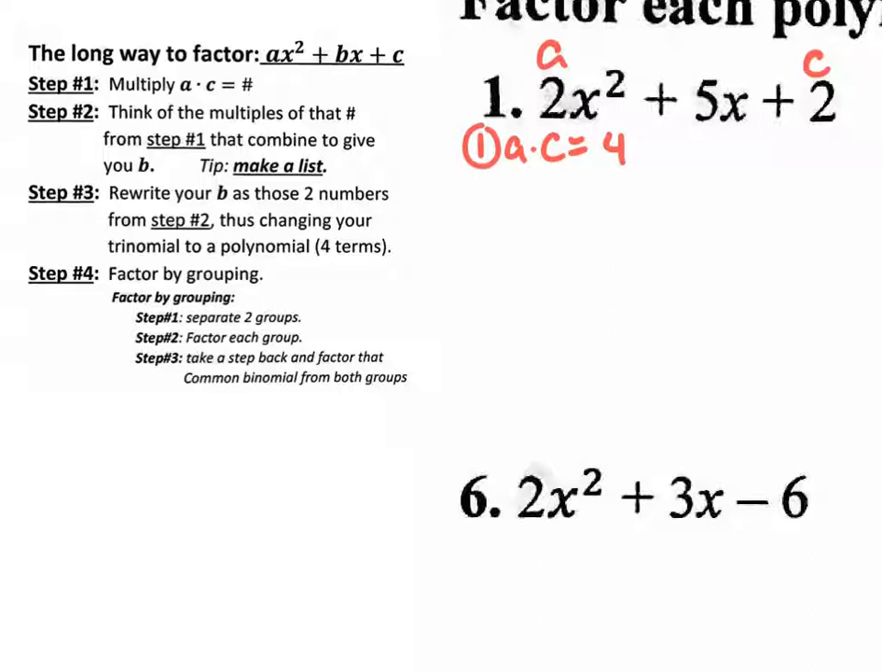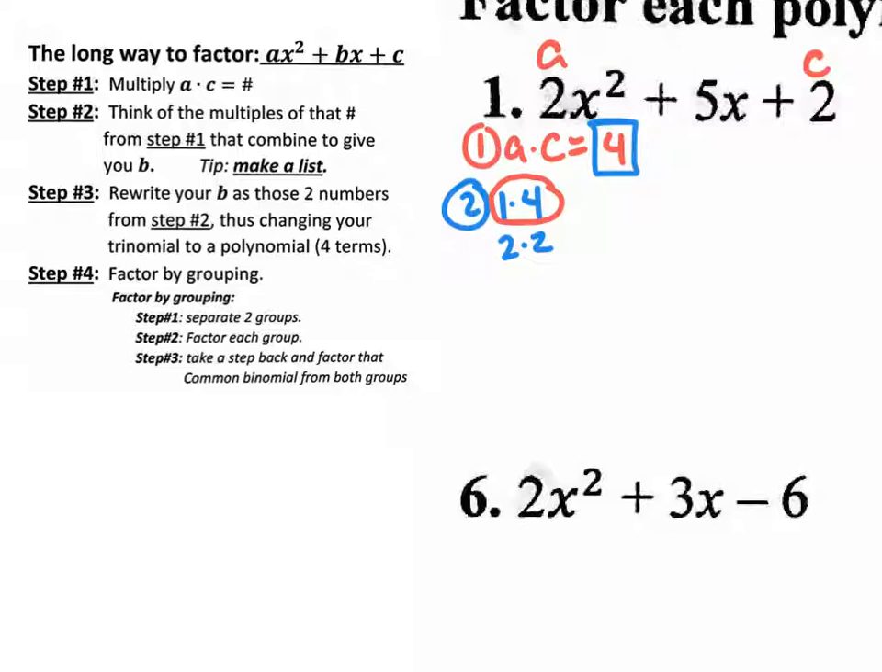Step 2, if you read along on your old notes, step 2, think of the multiples of that number, the 4. So think of the multiples of the number 4 that combine together to give you the b value. Tip, make a list. So step 2 is to take your 4 and write down 1 times 4 or 2 times 2. That's all the possible ways of getting 4. And look at the pair of numbers. If I add these together, do I get a 5? No. 2 plus 2 is 4, not the b value 5. 1 plus 4 is 5. So this is the pair of numbers that I want for step 2.